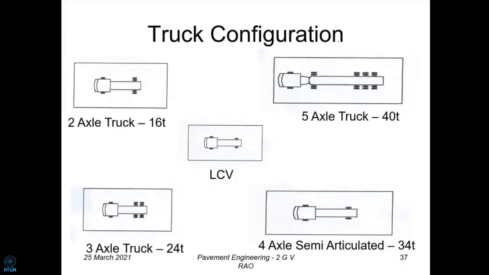Then we can fix up what the configuration is for different kinds of axles: 16 tons, 40-ton truck, a light commercial vehicle, a 3-axle truck and a 4-axle semi-articulated. Articulated obviously means that you see here the driver is going to sit in a separate carriage, and then the entire thing behind is a trailer. So he can maneuver very easily. Long vehicles maneuver very easily because this is fully articulated. That means it is fully free to move. Whereas in the semi-articulated, though there is some flexibility, it is directly connected to this. In this case, of course, they are directly connected.